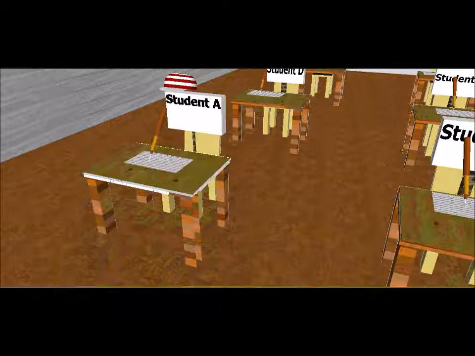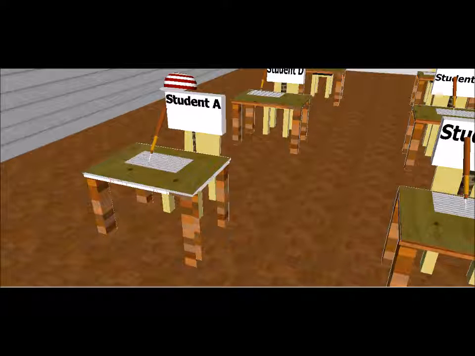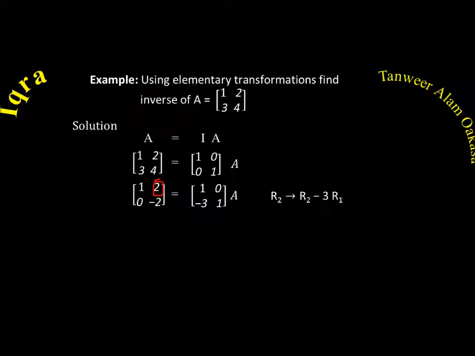Sir, I have 2 on my first row and minus 2 on my second row. So if I just add R1 plus R2, this will become 0. Perfect. They have no other option, so I just add R1 plus R2. So what will happen? This 2 plus minus 2 will become 0. Okay. So what will happen?